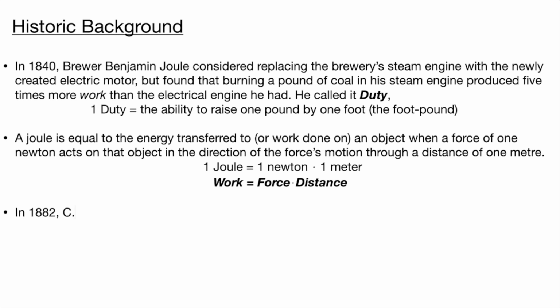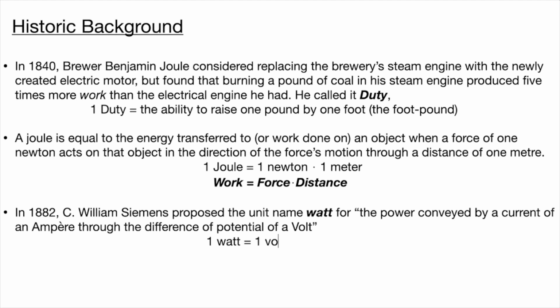In 1882, C. William Siemens proposed the unit name watt for the power conveyed by a current of an ampere through the difference of potential of a volt. 1 watt equals 1 volt times 1 amp. This gets us power, as a volt is a work per charge, and an amp is a charge per time. So, 1 watt's power is equal to the work per charge times the charge per time.